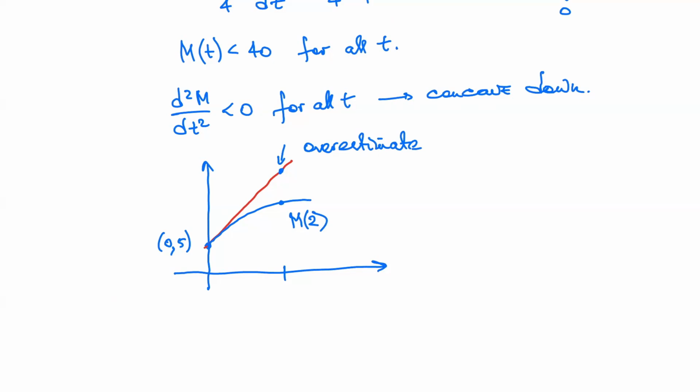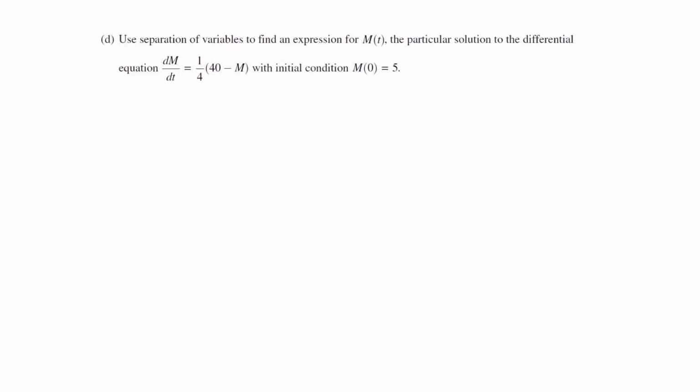Let's move on to part D. In this question, we are being asked to use separation of variables to find an expression for m of t, the particular solution to this differential equation with the initial condition that we were given before, m of 0 equals 5. And so let's do that. Let's separate the variables and solve for m as a function of t.